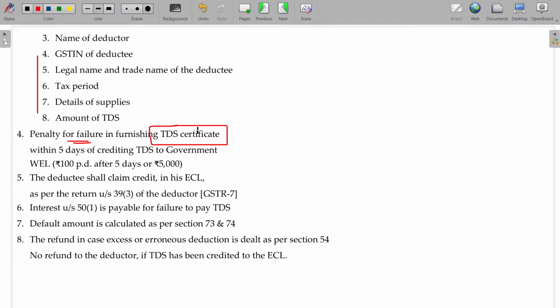Penalty for failure in furnishing the TDS certificate: the deductor should furnish the TDS certificate within 5 days of crediting the TDS to the government. January month TDS will be deposited on the 10th of February, and within the 15th of February he has to give the details. If he fails, for every day of delay, 100 rupees will be payable, or 5,000, whichever is lower, will be the penalty.